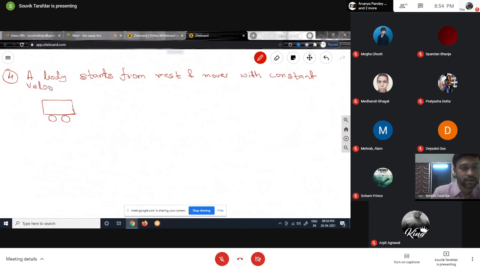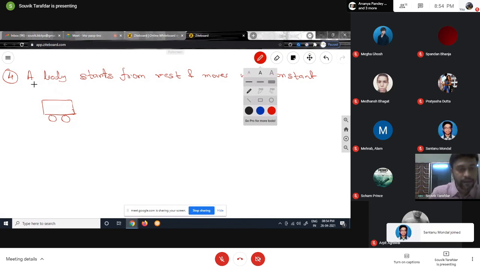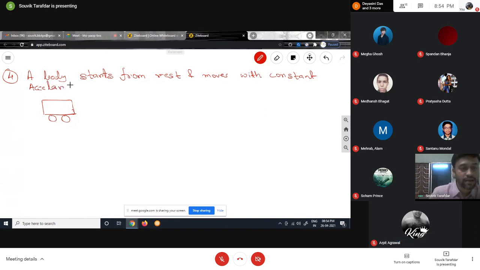Velocity. Okay. With constant, sorry, not in, just a moment, I have just done a mistake. With constant acceleration. Okay. With constant acceleration for time t. For time t, it is moving with constant acceleration.